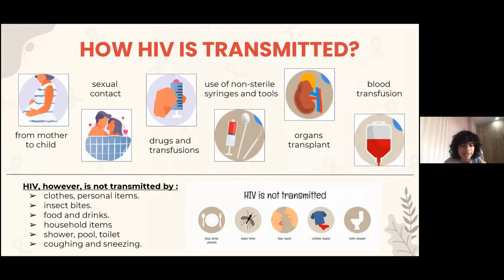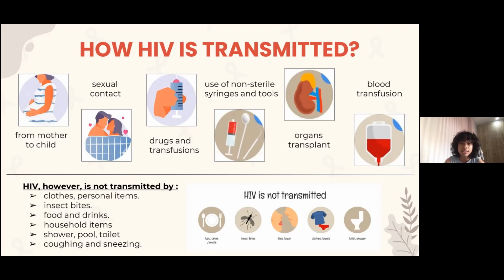So on this slide, I'll be talking about how HIV is transmitted. There are many ways HIV can be transmitted. HIV transmission is when HIV enters the body through direct body fluids or injecting infected cells. Most commonly, HIV is transmitted by having unprotected sex with an infected partner. The virus may enter the body through the genitals during sexual intercourse.